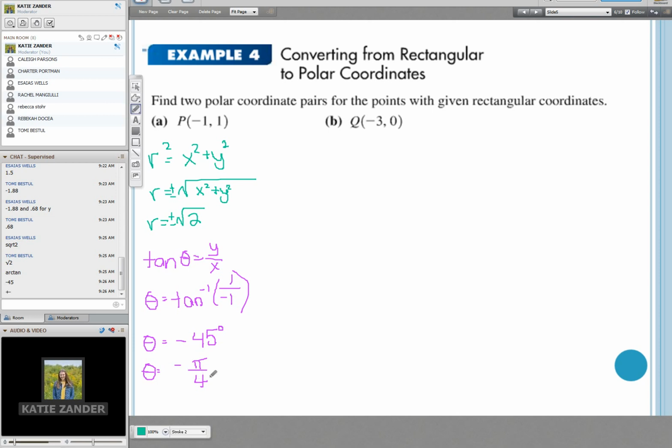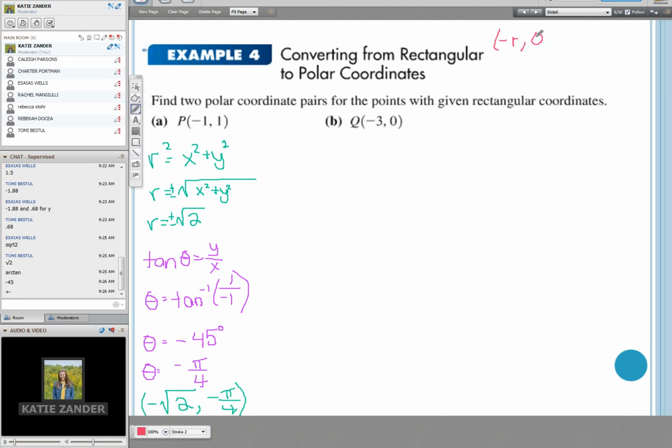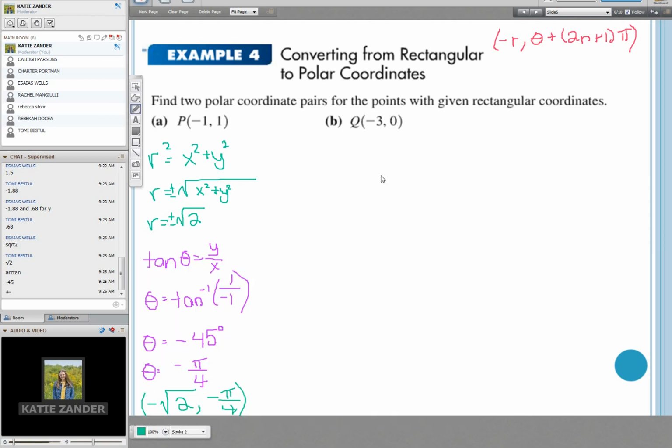So I do think that a good starting point would be your negative square root 2. Generally we start with the smaller of the r values along with the smaller of the theta, so negative pi over 4. Now to find additional points here, we can use that negative r, theta plus, was it 2n plus 1 pi, right? I think that's what it looked like for that second option. And we're using the second option because we also have that positive square root 2. So to find the other alternative form, we need to use that opposite r formula.